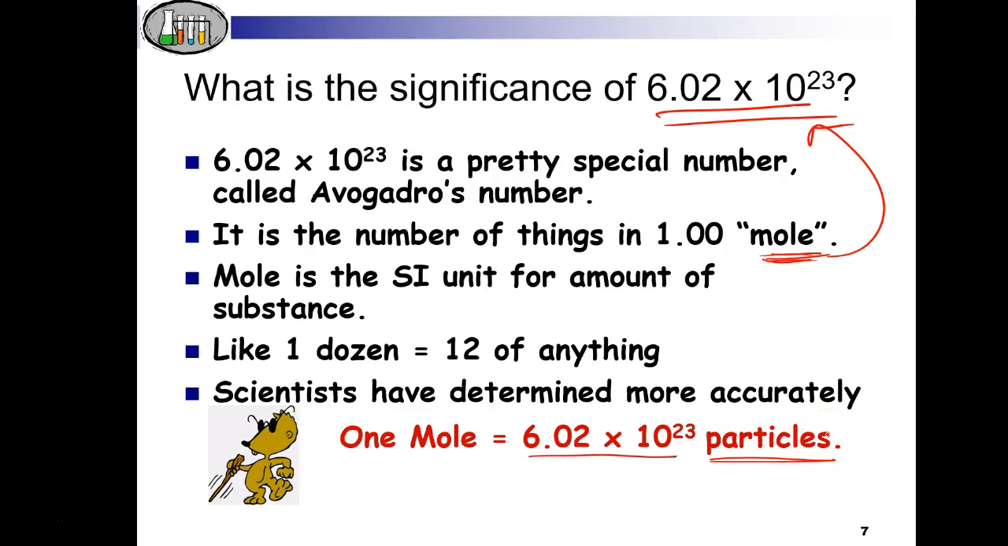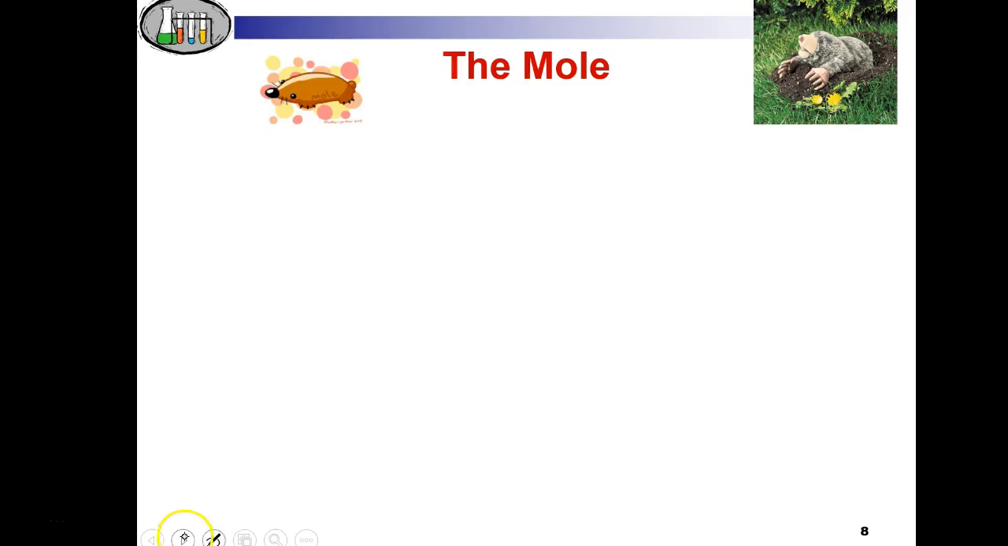So in particular, if we're talking about, say, gold, that means I have 6.02 times 10 to the 23rd atoms of gold. If I have 1 mole of water, what that means is I have 6.02 times 10 to the 23rd molecules of water. So it's a counting number. It's a word that means a number.